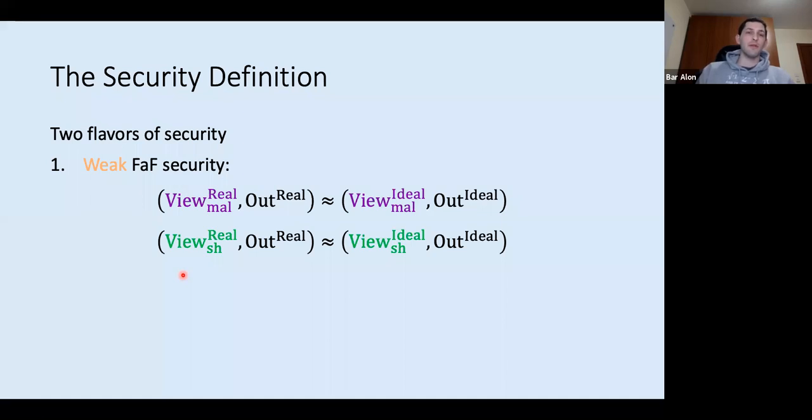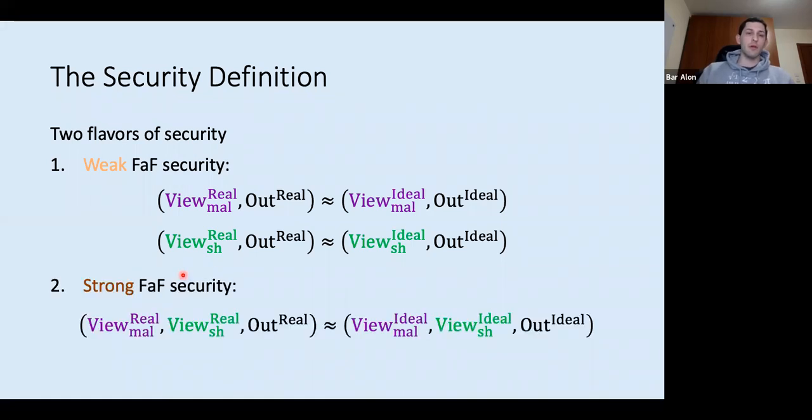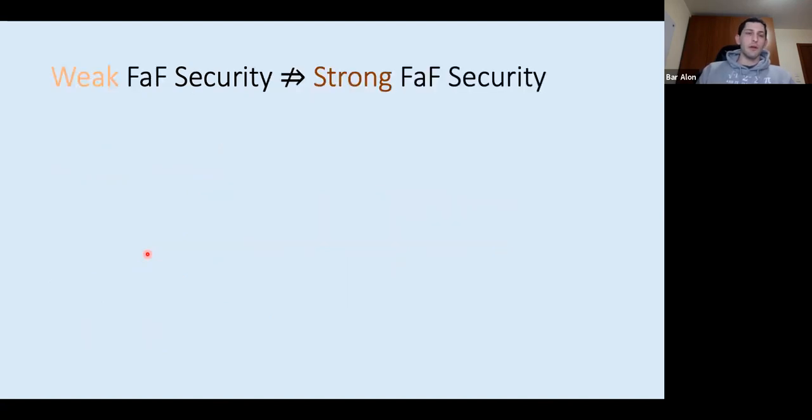But we can ask for something stronger. We can ask for requiring all of those three random variables to be indistinguishable from the ideal world counterparts. And notice that this is a stronger definition because here the simulator also needs to simulate the correlation between the two views, whereas in the weak definition, they don't need to do it. So, okay, before moving on, are there any questions about the definition?